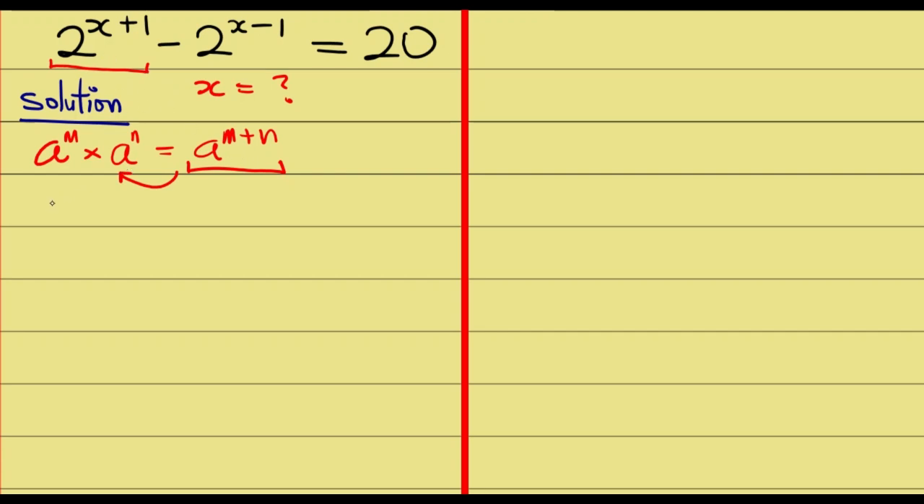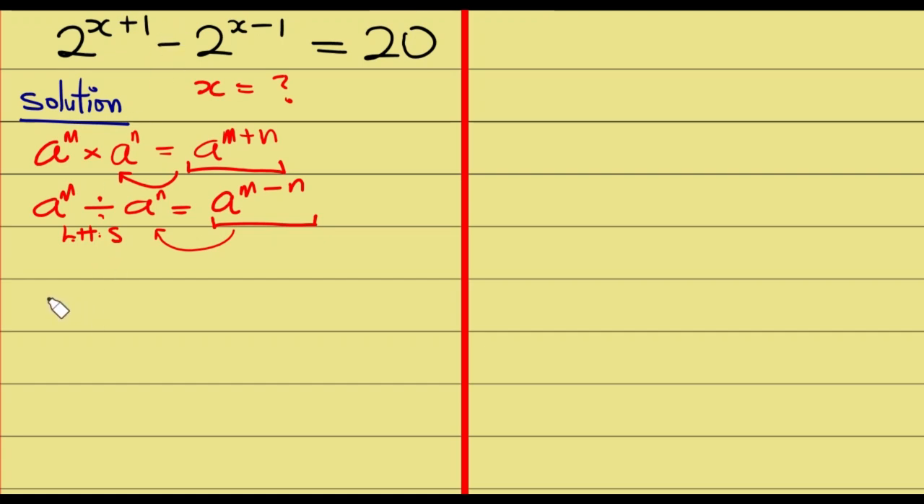And at the same time, when we have a raised by the power of m divided by the same a raised by the power of n, we pick the first power and subtract the second power, a raised to the power of m minus n. So exactly, if you look at this critically, you're going to see that this right hand side is just the same thing as this format that we have here. So we're going to need to write the left hand side of what we have there. Rewriting this left hand side here, 2 raised by the power of x plus 1.